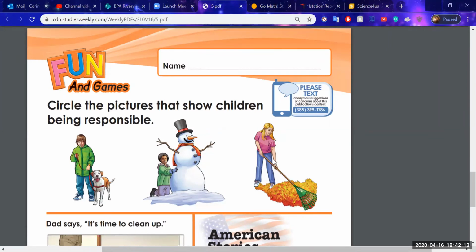Now tell me, which of these 3 pictures show a student or a child being responsible? Walking their dog, playing in the snow, or raking leaves? Which ones show someone being responsible? Yes, walking your dog is being responsible. And raking leaves is being responsible. That's doing yard work. Now I want you to share your chore chart or your list of chores that you do at home.